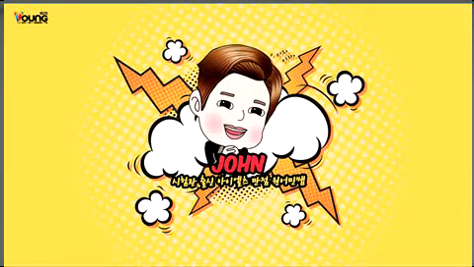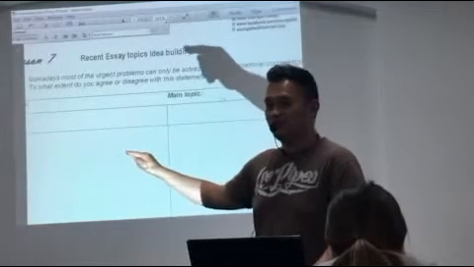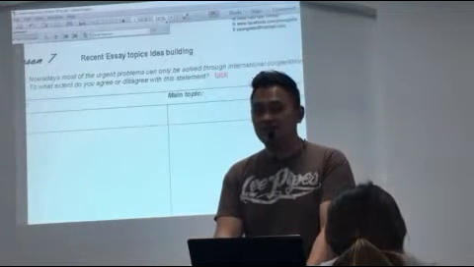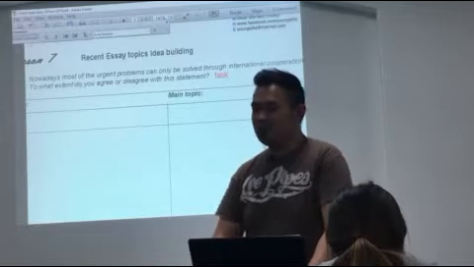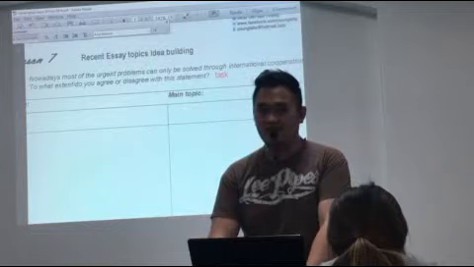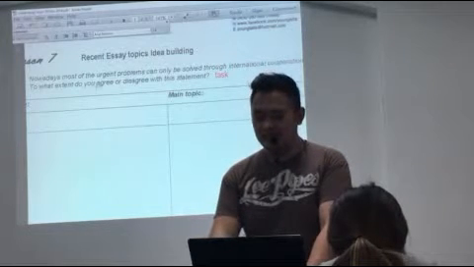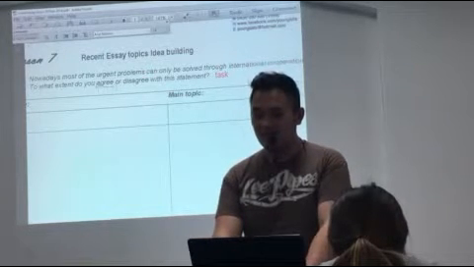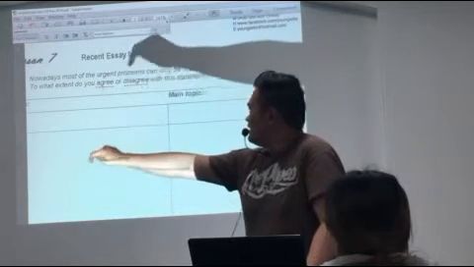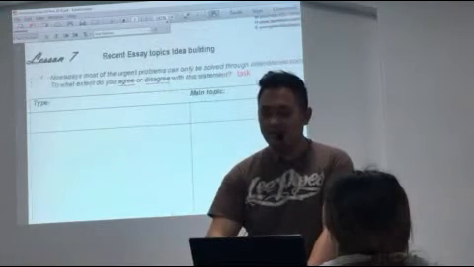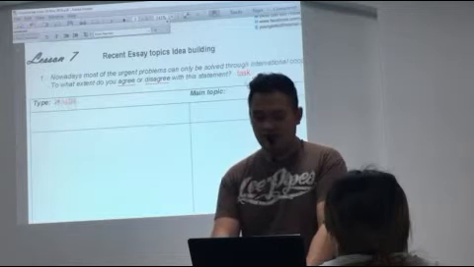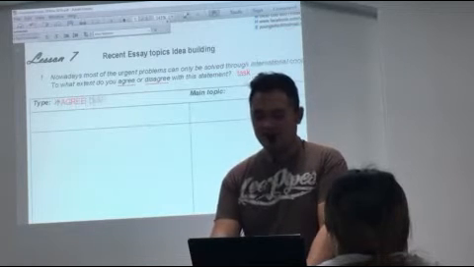The task is always the bottom part of the question. And the task will have some keywords. So, where are the keywords here? Let's read. To what extent do you agree or disagree with this statement? Keywords: agree or disagree. What type is this? Type 4. Agree or disagree essay.